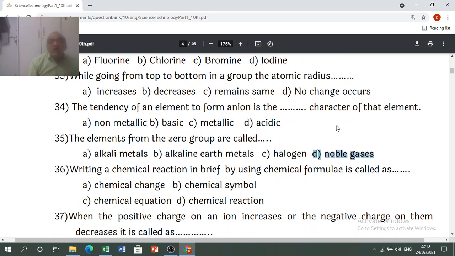Option is D. Writing the chemical reaction in brief by using chemical formulas is known as a chemical equation. Answer is C. Okay, very good. Chemical equation.